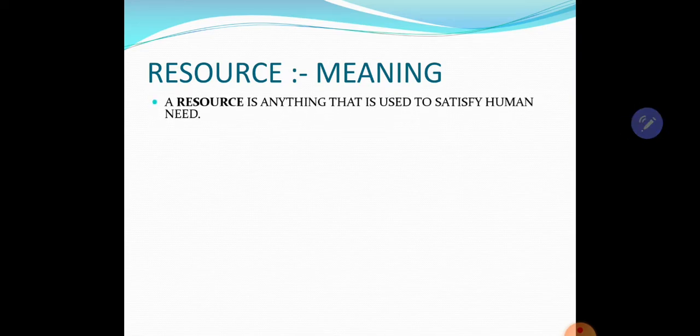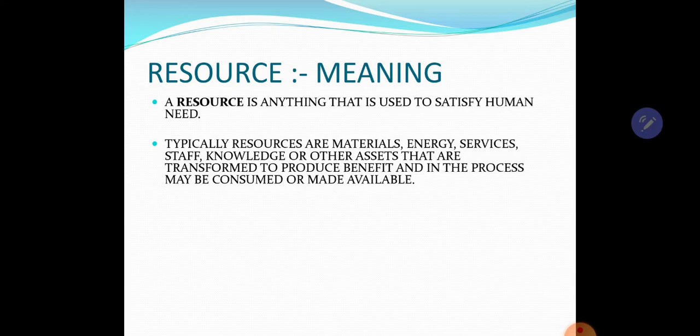A resource is anything that is used to satisfy human need. So whatever we use, whatever material, whatever skill, whatever natural things we use are called resources. And if we get that material from nature, it is called natural resources. Now typically resources are materials, energy, services, staff, knowledge, any other assets, and we transform them or we use them for our benefit. It is called natural resources.